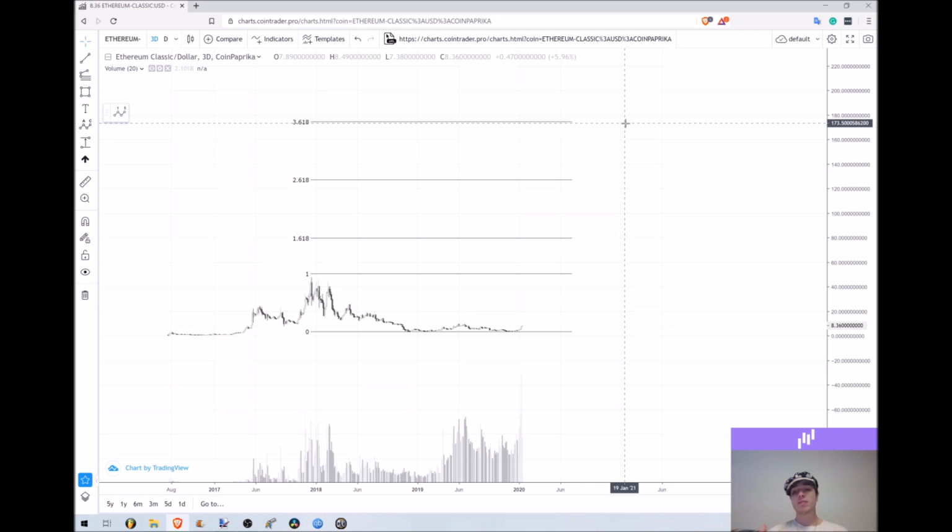It has been performing very well over the last few days, and it's good to see it breaking out of a double bottom pattern.